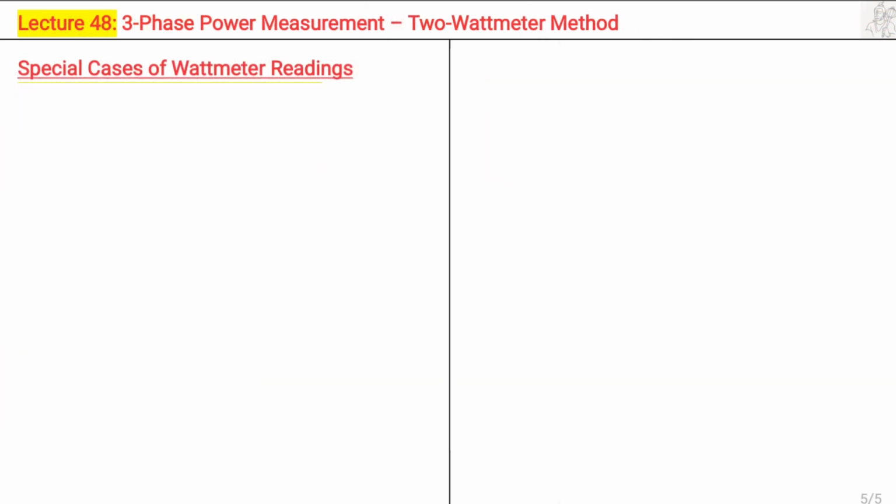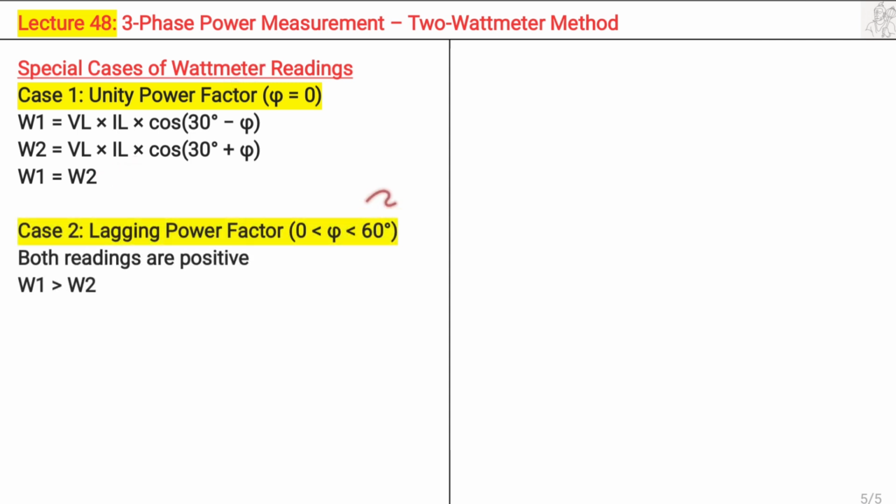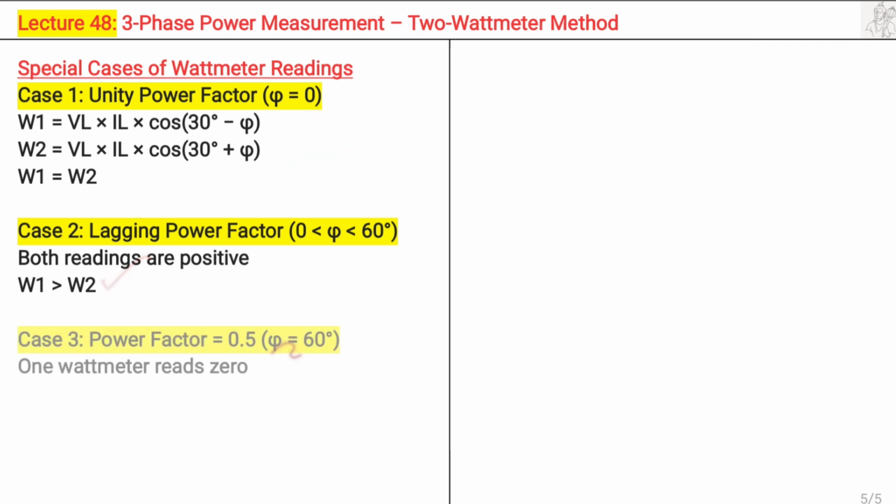Special cases of wattmeter reading: if phi is equal to 0, putting these values in the W1 and W2 expressions, we get W1 is equal to VLIL cos 30, W2 is VLIL cos 30. So for unity power factor, W1 is equal to W2. For a lagging power factor, phi is between 0 and 60 degree. Both readings are positive. The maximum value becomes VLIL cos of minus 30, and here it is VLIL cos of 90, putting the value as 60 degrees. Therefore W1 is greater than W2, and for phi equal to 60, one of the wattmeter readings, that is W2, will become cos of 90, that is 0.